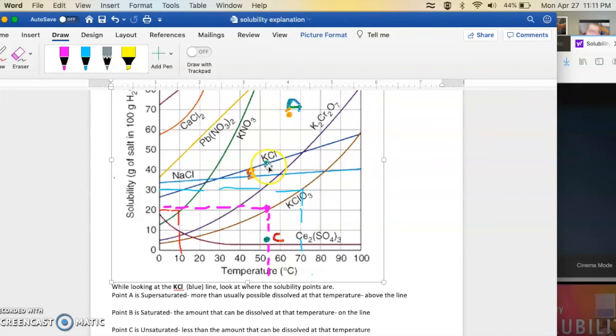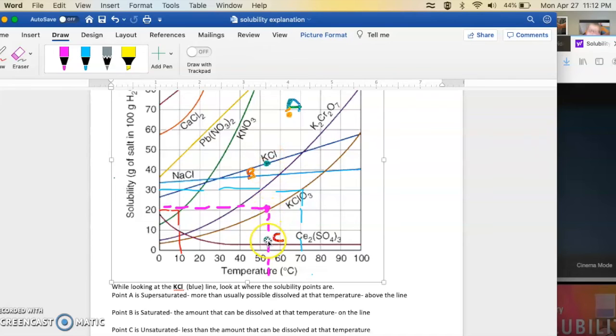Okay? But point B, down here, is considered saturated. It is the amount that can actually be dissolved at that temperature. I call it on the line. Here's the KCl. Here's on the line. At this point, it can have like 42 grams dissolved at about 53 degrees Celsius. Okay, that is exactly saturated because it is on the line.